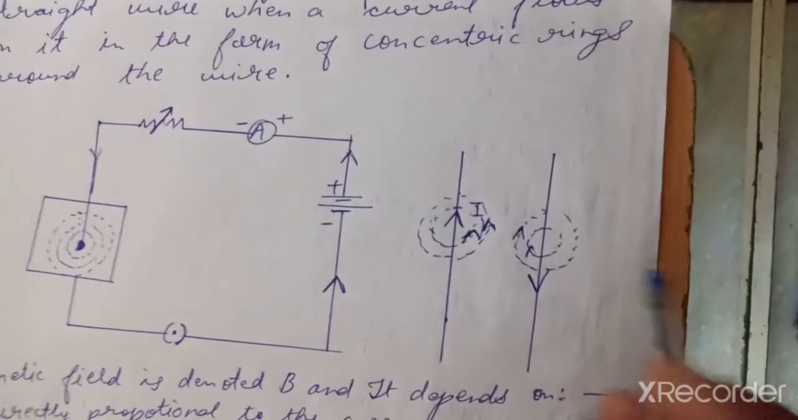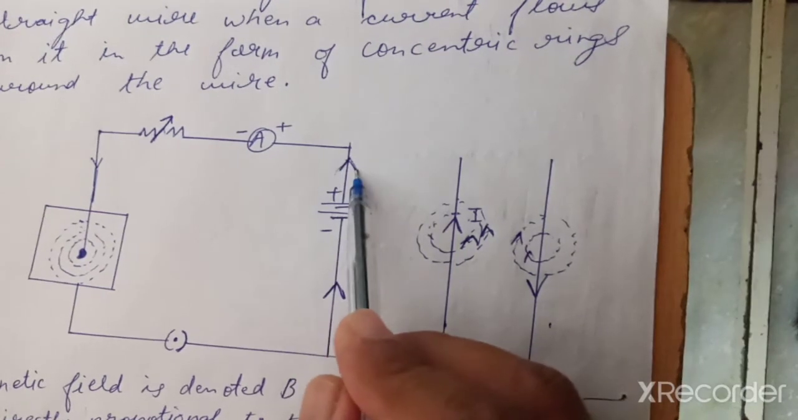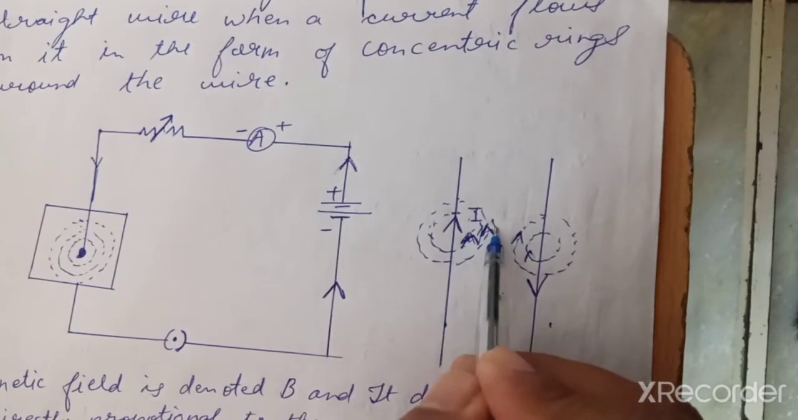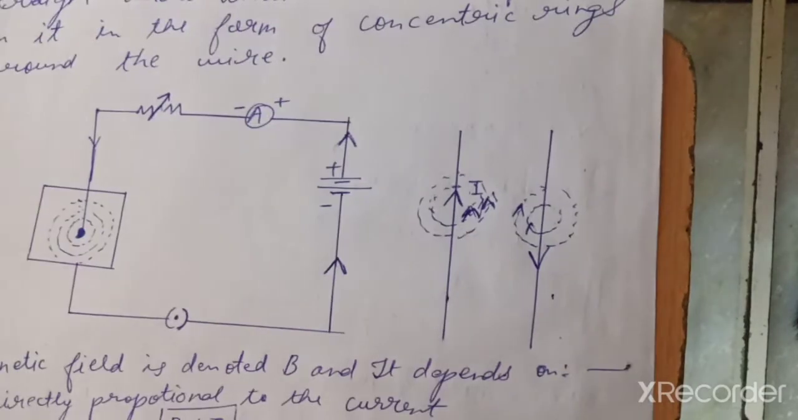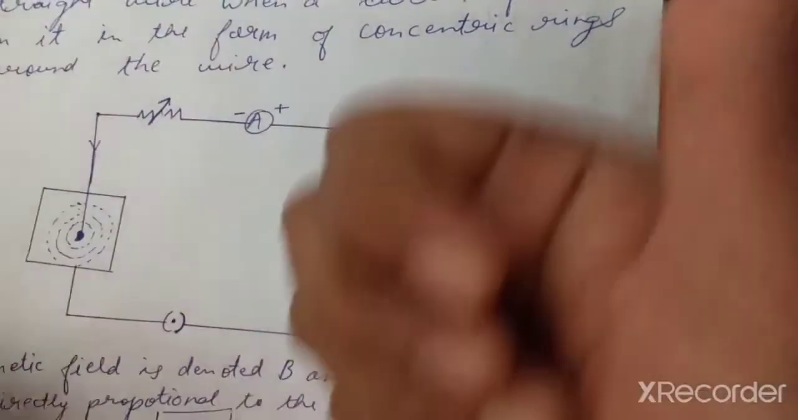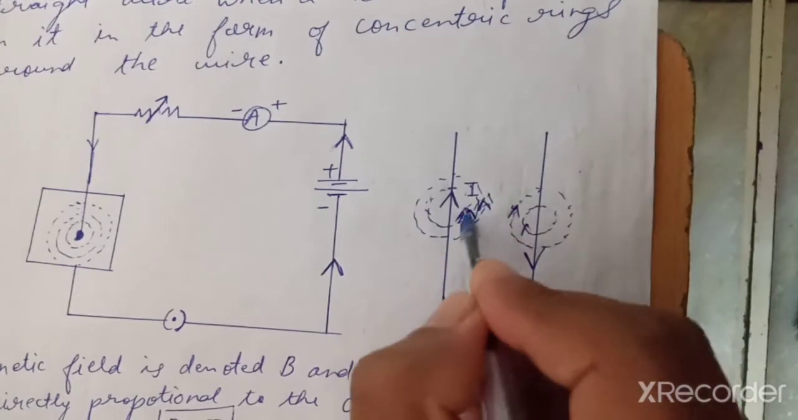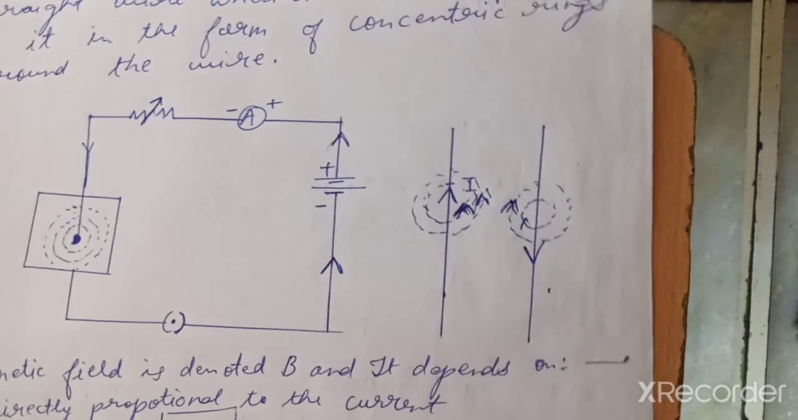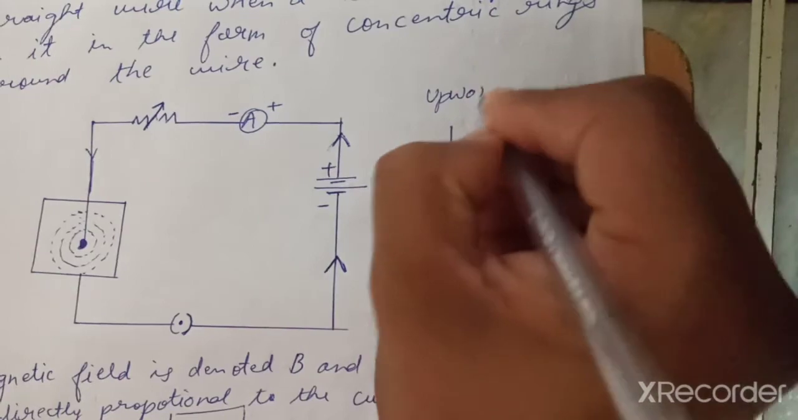Right now the current is flowing in this direction. When we change the terminals and the direction of the current is reversed, the magnetic field lines change. First, this was the direction of current and the curled fingers were curling inside, so the magnetic field was going inside. Here, when it is reversed, the magnetic field direction will be outside.